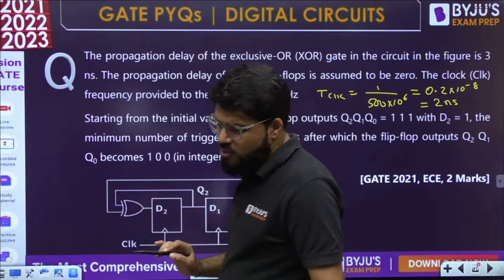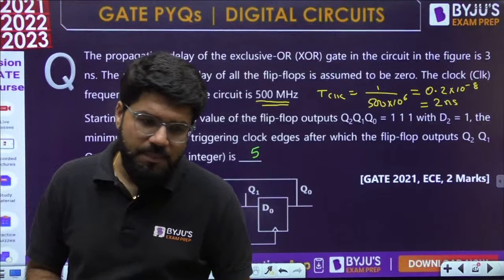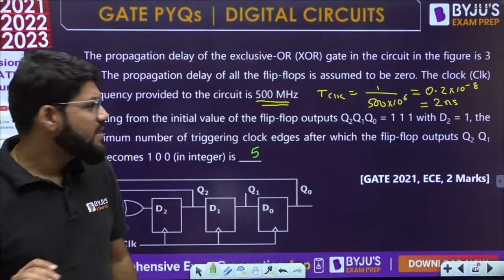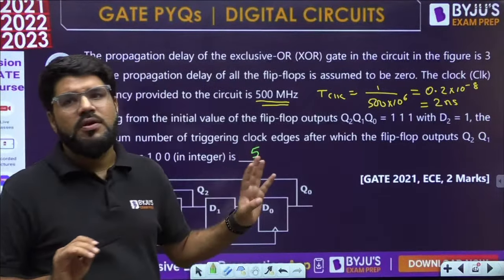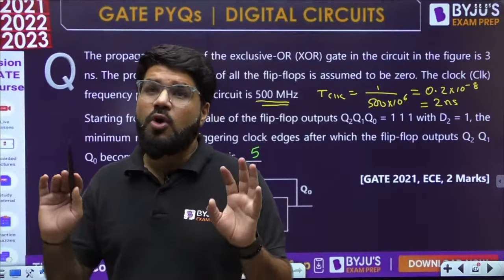We know that 2021 for ECE was a relatively low scoring paper. This was a good question, and if you are able to solve this category of question, you are among the toppers.